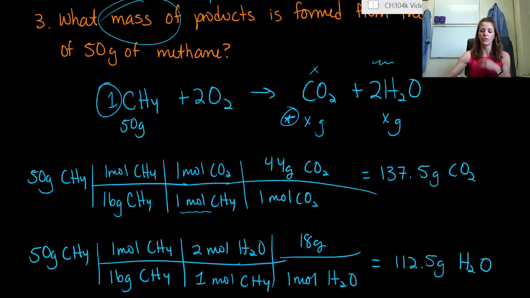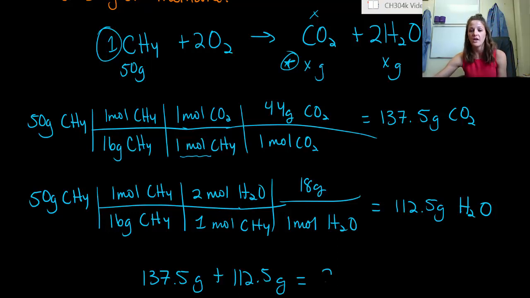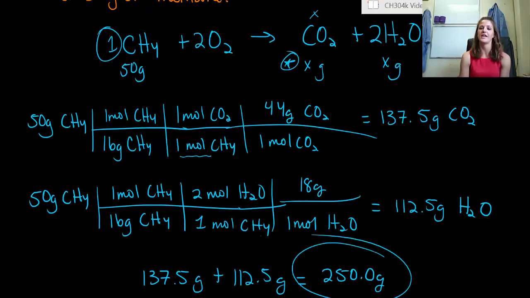Now, the question asks for what mass of products. So the last thing that you have to do is add the 2 numbers together. So you do 137.5 grams plus 112.5 grams. So if you were to do this properly, you would end up with 250 grams of products. So that's your carbon dioxide and your water, okay? So hopefully that makes sense.